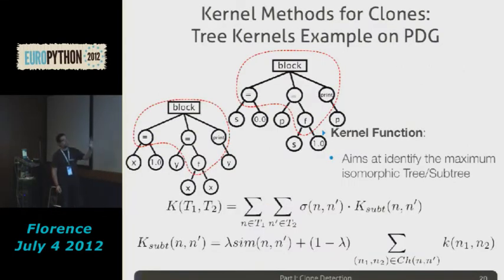And finally, I have to compare all the subtrees, and this is the only math I introduced in the slides, so forgive me. I aim at identifying the maximum isomorphic subtrees. So given two subtrees referring to two different blocks in the code, I want to identify the largest subtree that contains similarities gathered from both fragments. Yeah, this is the general idea.